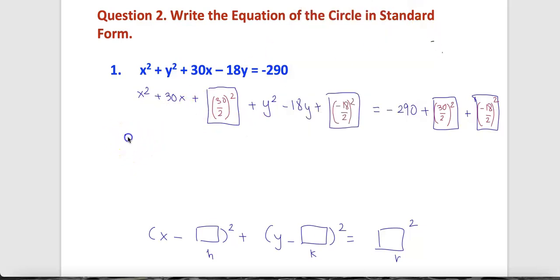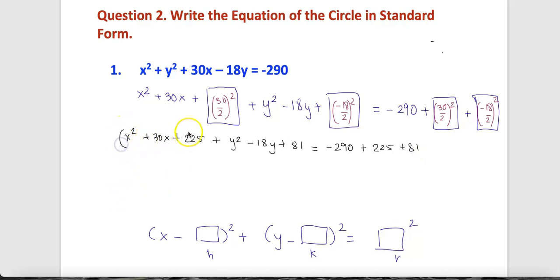So this is yours x square plus 30x plus, so what happens over here is this will give you 15, square is what? 225, plus this is my y square minus 18y. What will happen over here? This will give me negative 9, and the square is what? 81, is equal to negative 290 plus, and you don't have to calculate, it's the same number from before, same number 225 plus 81 will come over here.